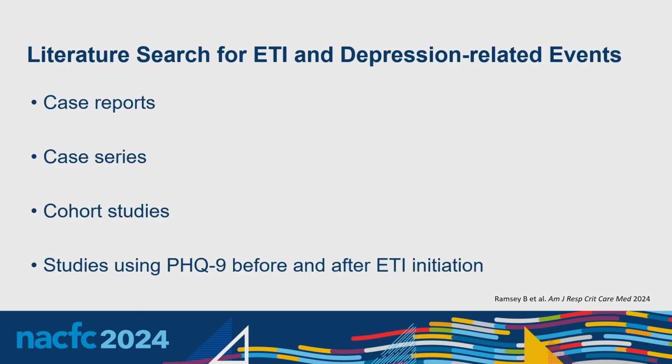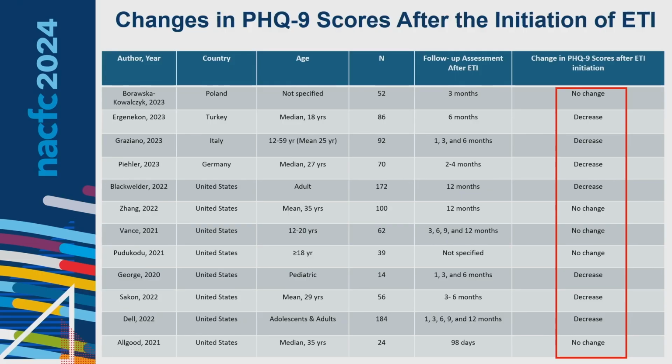So lastly, the literature search looked at case reports, case series, cohort studies, and any studies using PHQ-9 before and after initiation of ETI. So this is looking at those studies that looked at PHQ-9 change. In total, there's over 900 patients, mainly done in adults, with one study looking at pediatric patients. The follow-up in PHQ-9 ranged anywhere from 3 to 12 months. And in general, every single one of those studies either showed no change in PHQ-9 or a decrease, which suggests an improvement in symptoms.